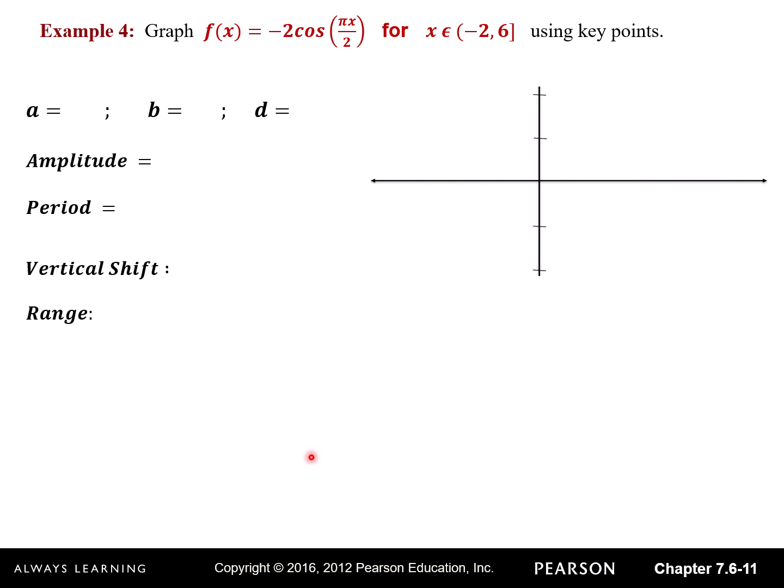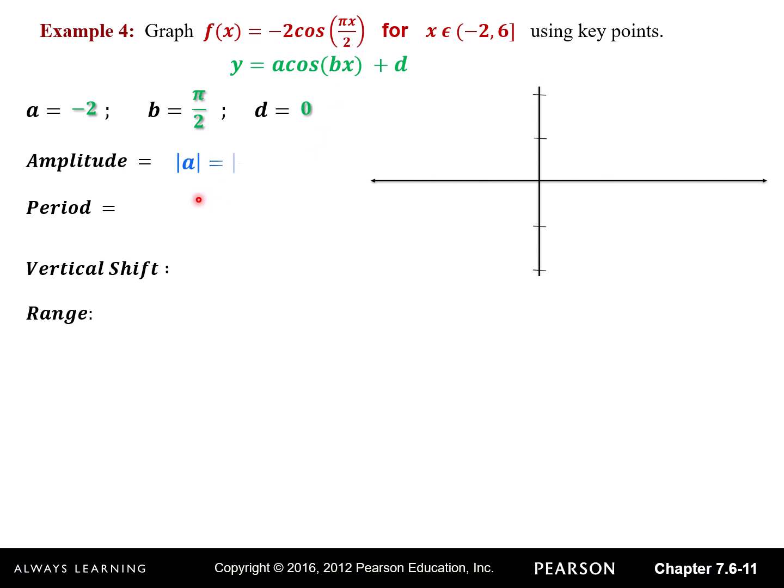Now for the next example, we will graph the function negative 2 cosine of pi x over 2 for x from negative 2 up to 6 using the key points. So here, let us compare again in the general form. A is equal to minus 2, B is pi over 2, and D is equal to 0, because there's no real number added to this cosine function.